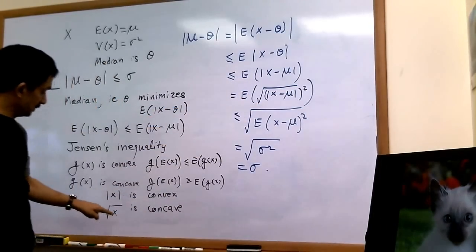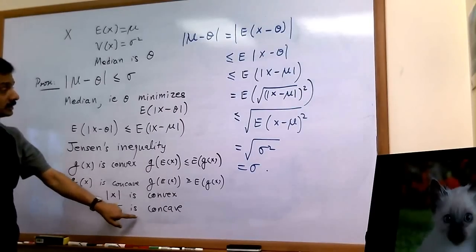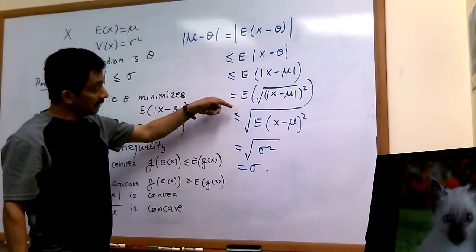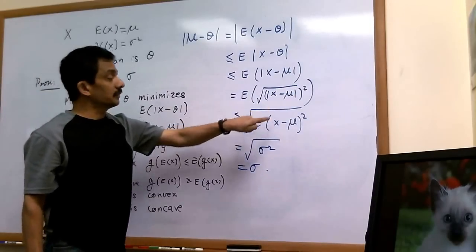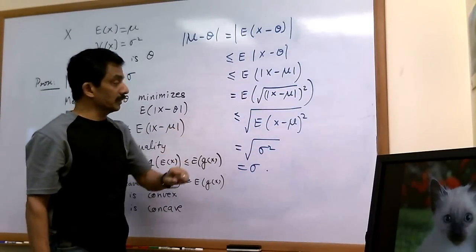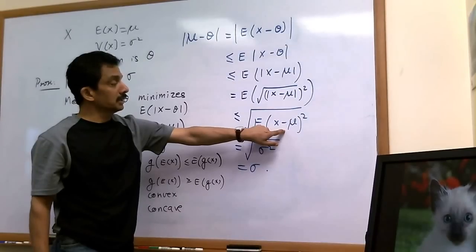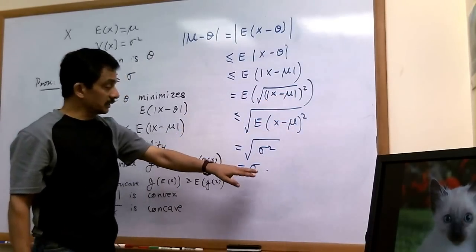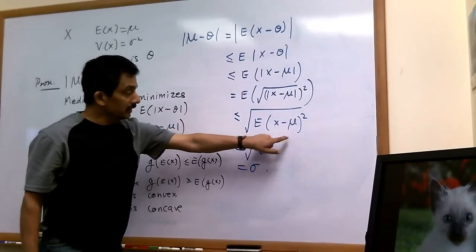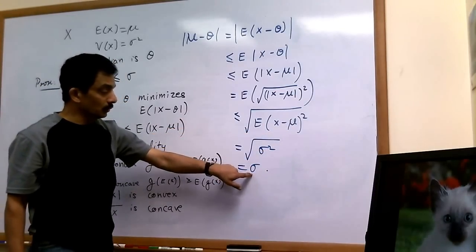Apply again Jensen's inequality for the square root function, which is concave. Therefore, the inequality still remains in the same direction. So the square root of this is what you get from there. Of course, I've rewritten the absolute value squared as just simply the square because that's true. Now this by definition is the variance, and the square root of variance is sigma, and the proof is complete.